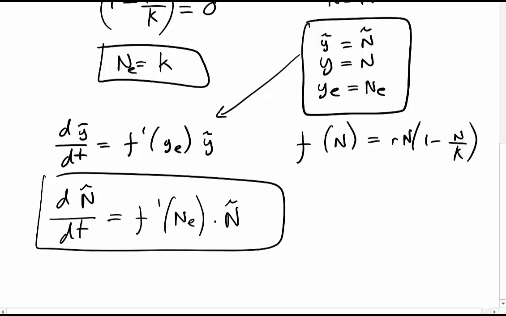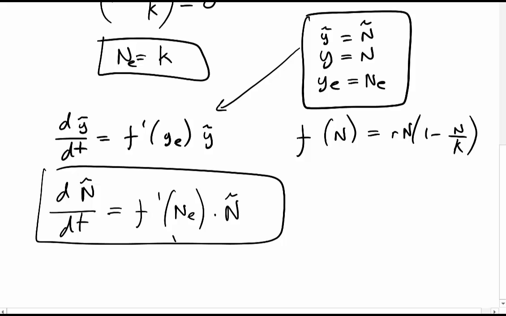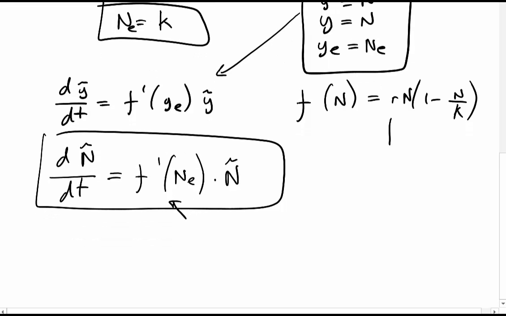This is my linearization for this particular model. So that means I need to find the derivative of my function and then plug in my equilibrium values. In other words, I need to find the derivative of this thing here. So what is the derivative of this thing? Well, I'm differentiating with respect to time. What's the only thing that's dependent on time?